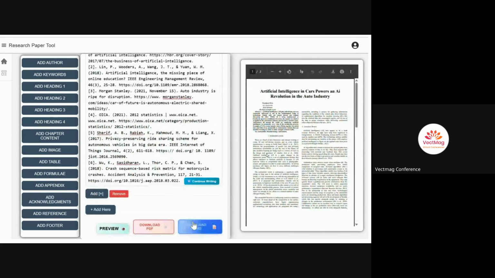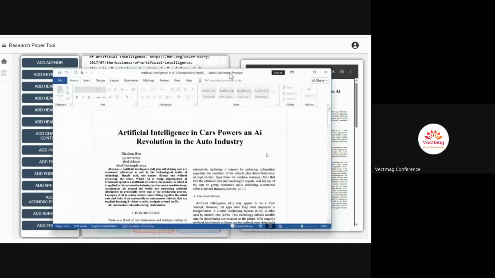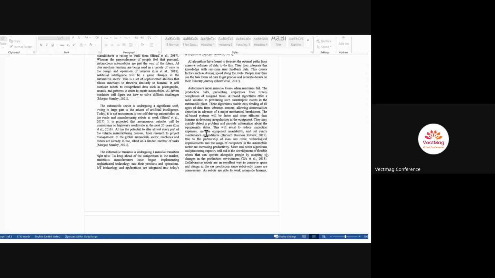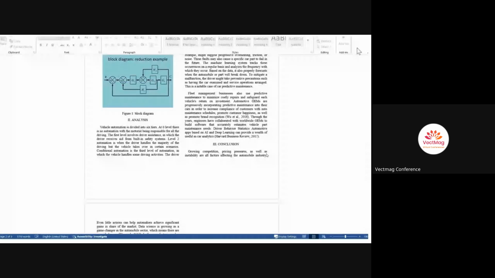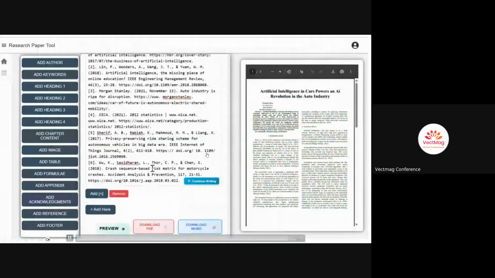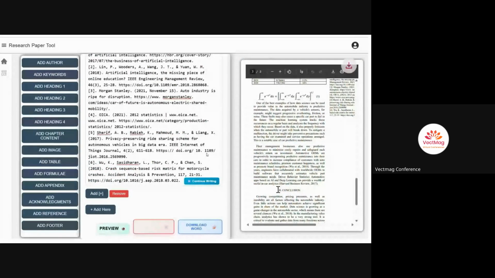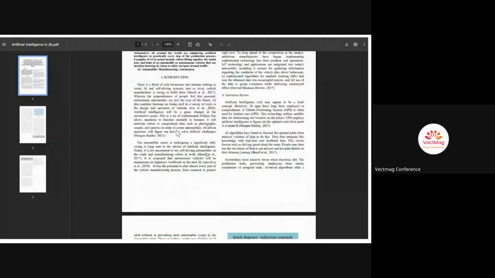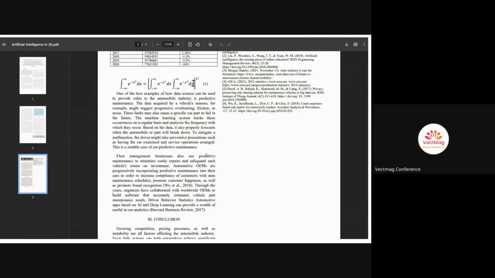Once you've completed your document, simply click on the Download Word button. A Word file will be automatically downloaded to your system. After the download is complete, just open the file to view your fully formatted content. When you click on the Download PDF button, the document will be downloaded as a PDF file to your device. Once the download is complete, simply open the file to view your fully formatted document in PDF format.